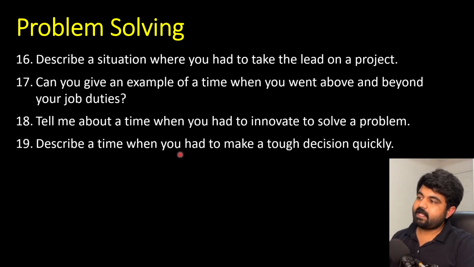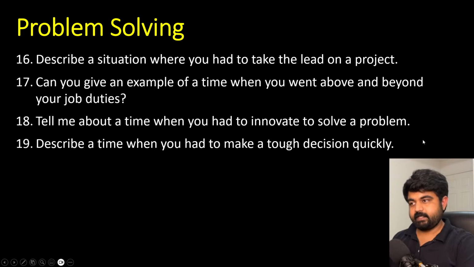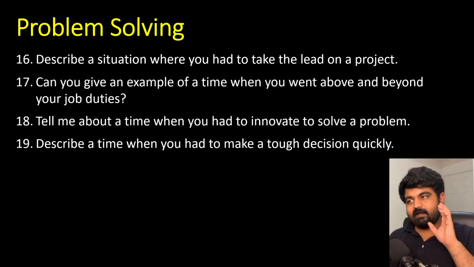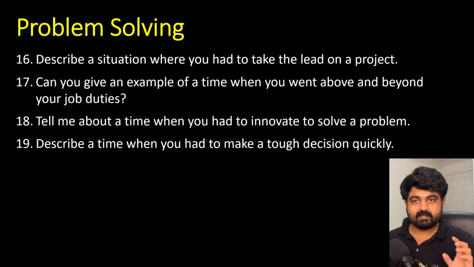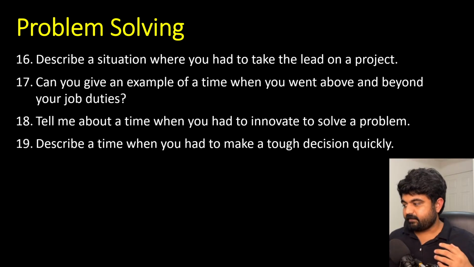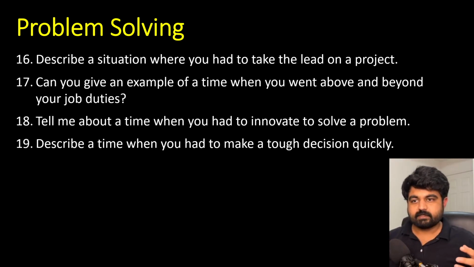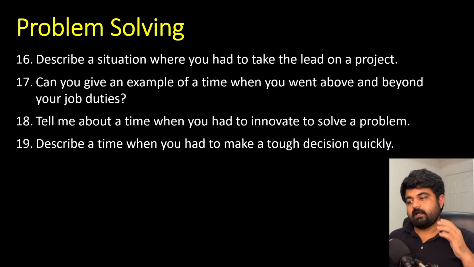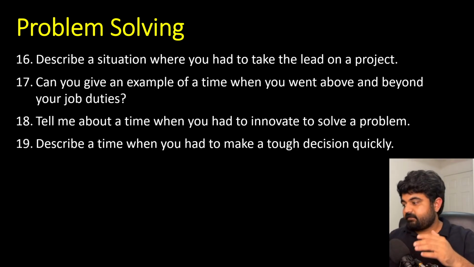Next is, describe a time when you had to make a tough decision quickly. Okay, now this is a good question, but this is also sort of a trap. How is this a trap? Because they want to know whether you considered all the risks before making that decision, and if the decision was tough, why you were in that situation, what were your considerations, what were the thoughts going on behind the scenes, what was the whole situation, how it was made complicated, why it was there in the first place.